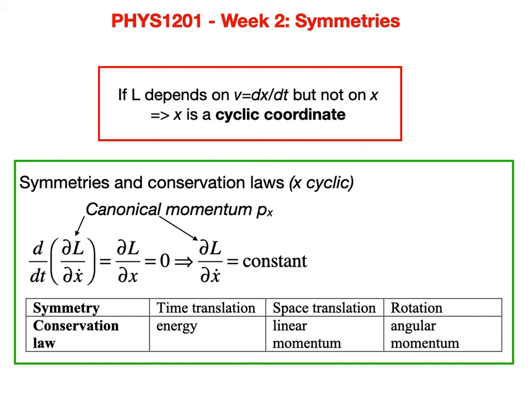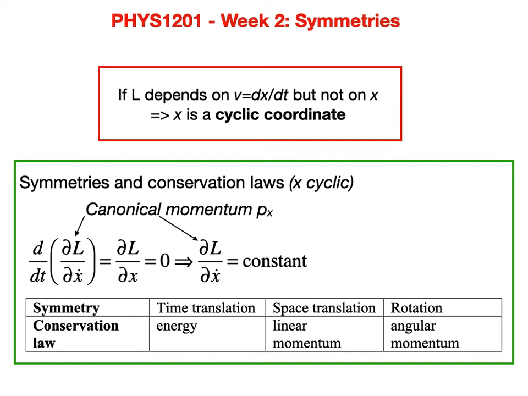That's associated to a symmetry, because if the Lagrangian doesn't depend on the cyclic coordinate, then that means you can do a transformation of this coordinate and you don't change the physics of the system. That's what we call a symmetry. So for each continuous symmetry, associated to a continuous transformation, you have a conserved quantity.